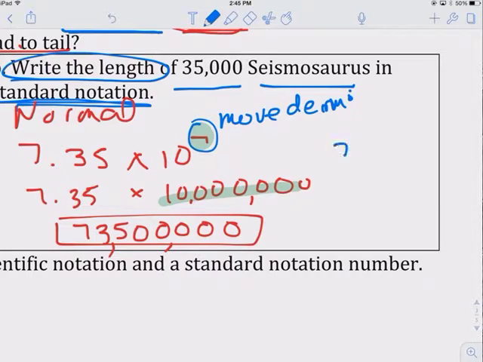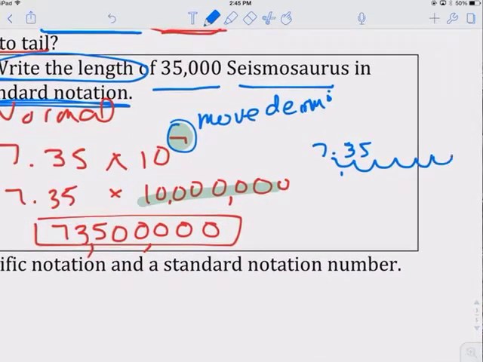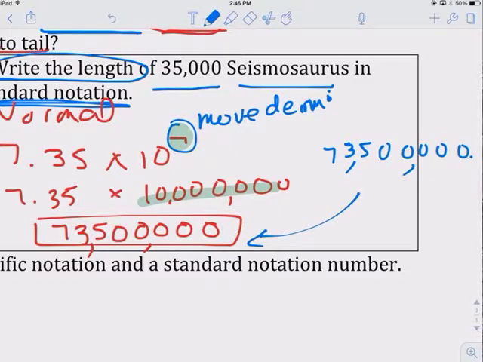So 7.35, I'm going to move it seven times. 1, 2, 3, 4, 5, 6, 7. And put the zeros in. Notice that it's the exact same answer. This answer is the exact same answer as the answer here. So that's how you check your work. This is the shortcut if you remember it.